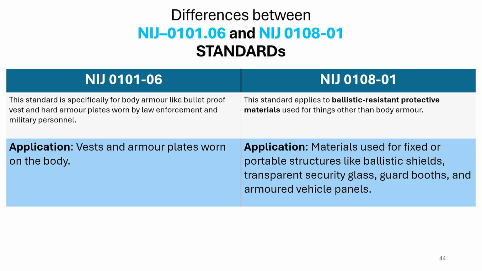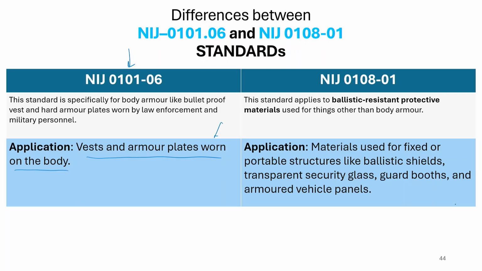Next is application. Here NIJ 101.06 is for vests and armor plates worn on the body. So anything related to body armor. It may be a vest or maybe armor plates which are actually kept along with the soft body armor.